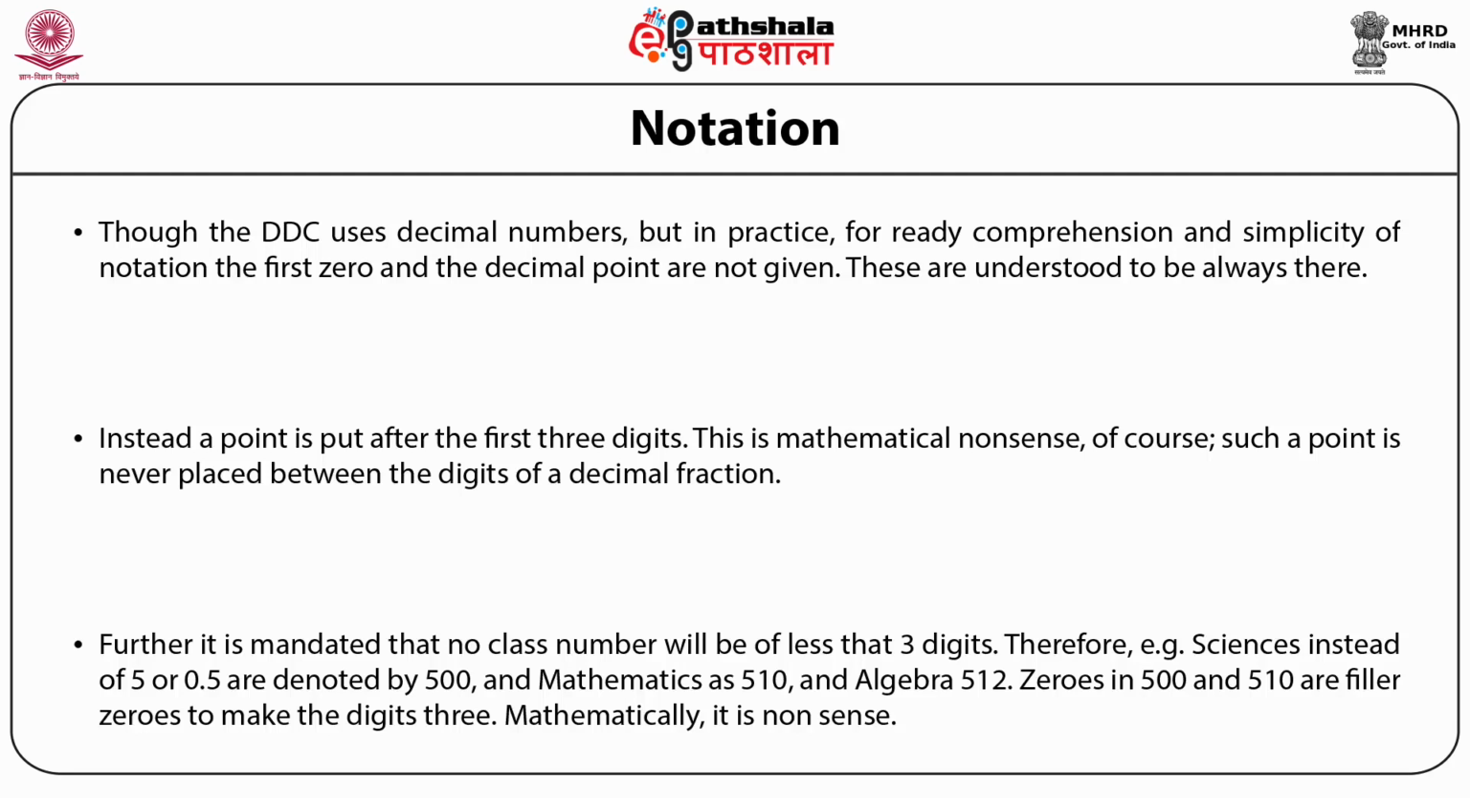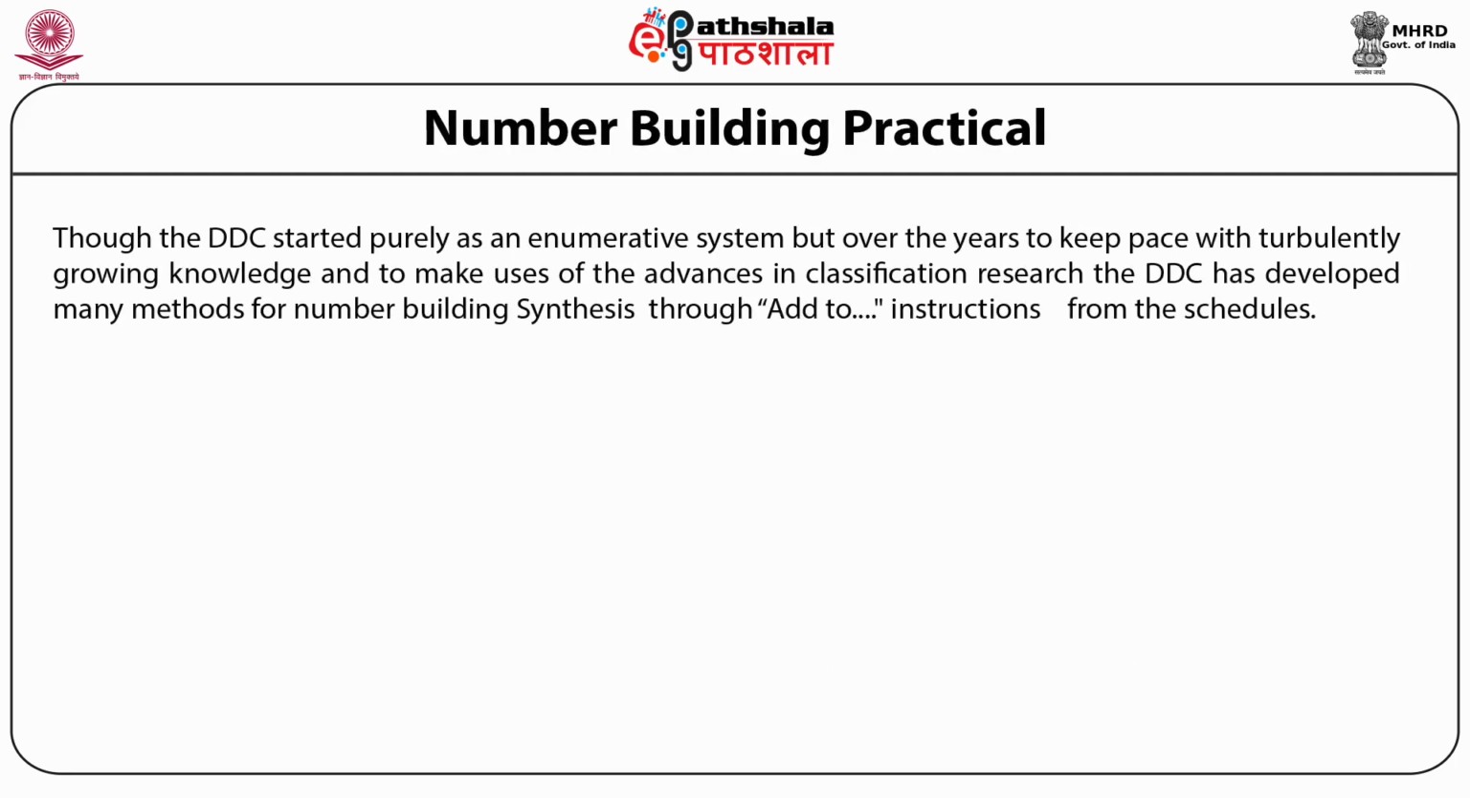For example, actually the class number for natural sciences is 5. Or you can also call it, mathematically speaking, logically speaking, legally speaking, 0.5. But it is denoted by 500. Here in 500, the initial dot is not shown, but since 5 is only 1 digit, to make it 3, we add 2 extra digits, or you can also call them filler digits, and we call it 500, and mathematically it has the same value as 0.5. Similarly, mathematics becomes 510, though the real number for mathematics should be 51. And algebra, of course, is 512. Zeros in 500, 510 are filler zeros to make the digits 3, as I told you earlier. Mathematically, these zeros have no value at all.